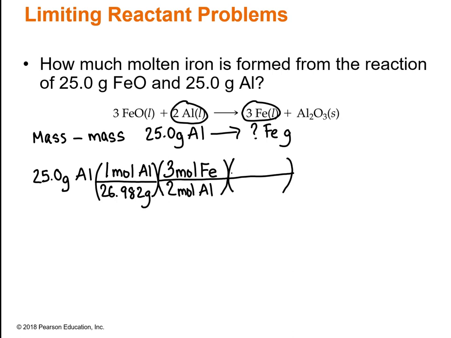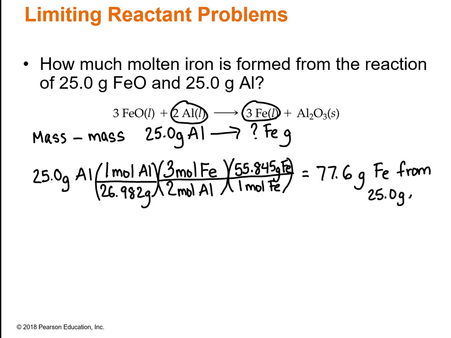The last part, we got to take our moles of iron and convert that to grams. So that's going to be exactly the same. We put the molar mass of iron on the top and 1 mole on the bottom. And you should get 77.6 grams of iron when you put all that into your calculator.